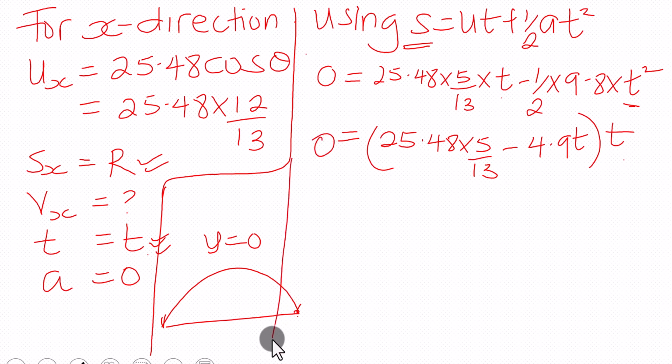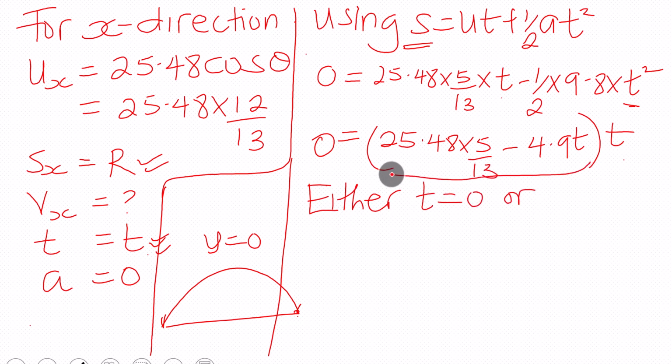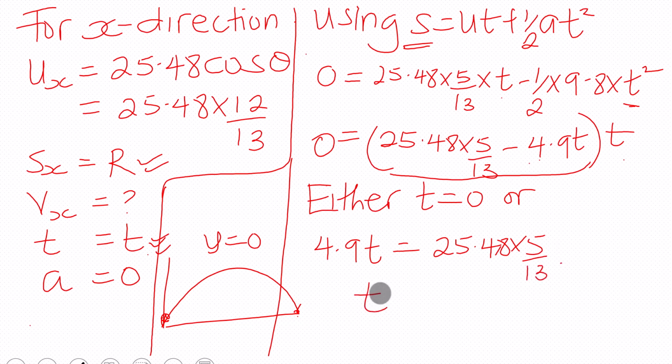So you'll have either t is equal to 0, or you'll have this part equal to 0. And for t is equal to 0, it is at this point of projection. At this point, time t is 0, and at this point, we'll have that. And we'll have 4.9 t equal to 25.48 times 5 out of 13. When you simplify, you will get your t equal to 2 seconds. Let me hope it is clear.